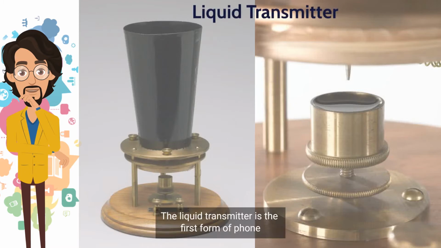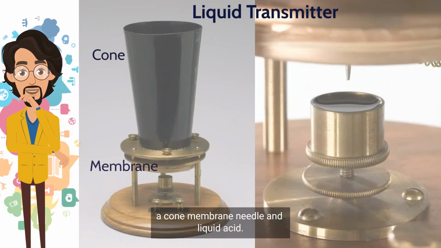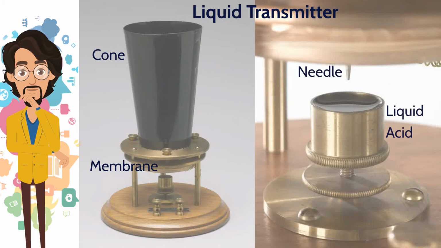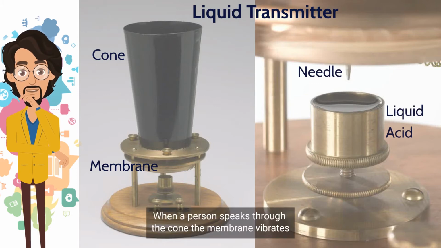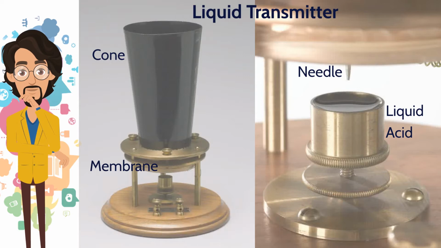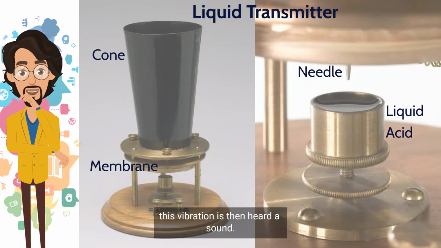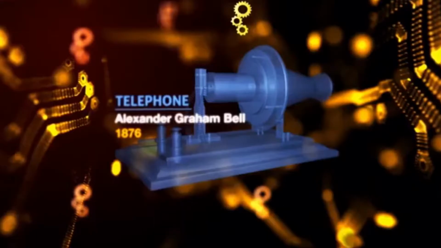The liquid transmitter is the first form of phone communication known to us. This device consists of a cone, membrane, needle, and liquid acid. When a person speaks through the cone, the membrane vibrates. As the membrane vibrates, the depth of the needle changes. That in turn changes the current being transmitted. This vibration is then heard as sound. You could take a look at the animation that follows.